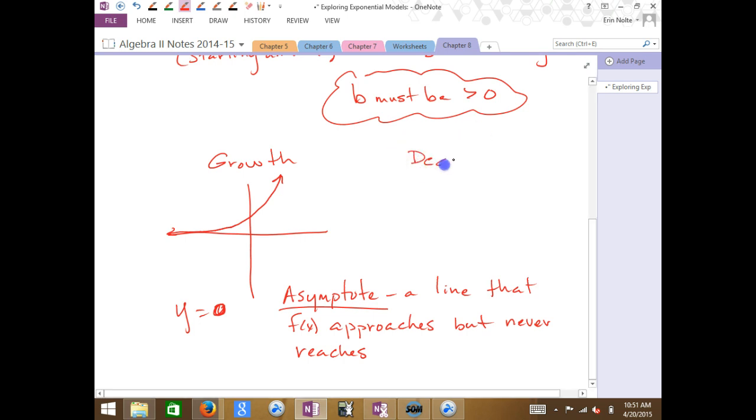The other function is a decay. So think about this. If I have an exponential growth, I have something that is getting exponentially bigger. But if I have a decay, how is that going to look? I'm going to start really big and then get really small. So that graph is going to start way up here and curl down and get infinitely close to that x-axis again. There is that invisible line, that asymptote, that the function is getting closer and closer to, but never actually reaches.